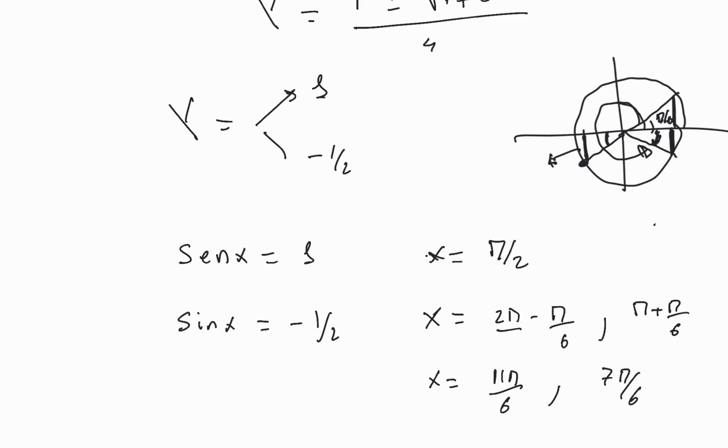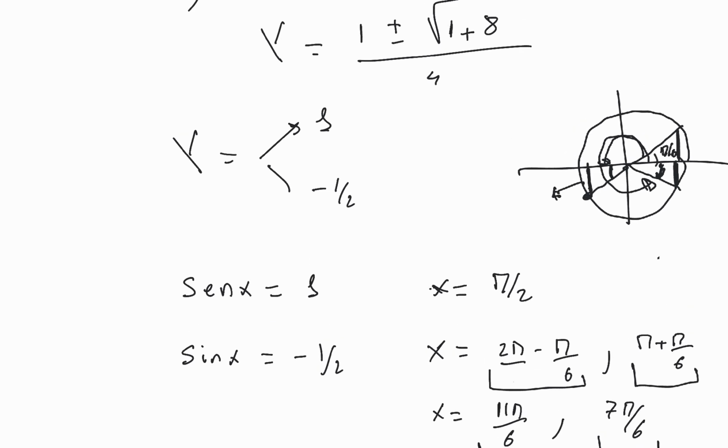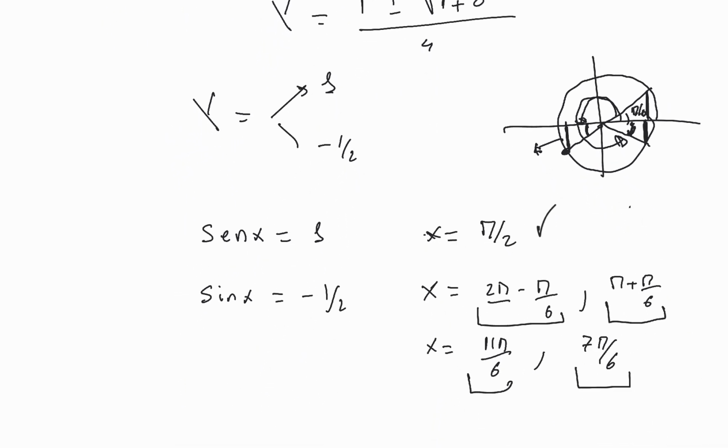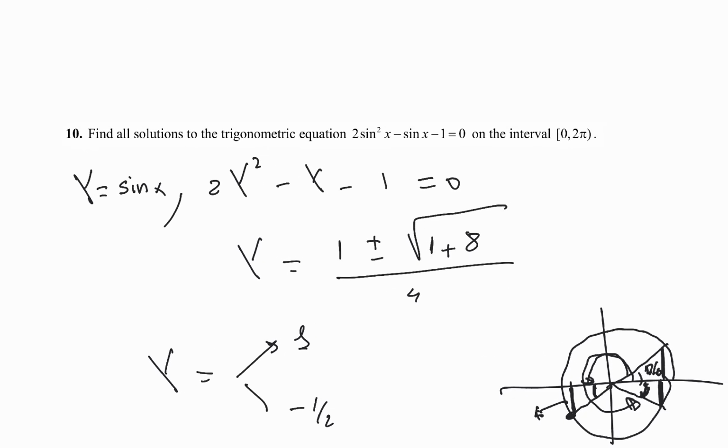And what is this angle? This angle is pi plus pi divided by 6. Pi plus pi divided by 6 is the other angle. So I have one angle that is 2 pi minus pi divided by 6, which is 11 pi divided by 6. And the other angle is pi plus pi divided by 6, which is 7 pi divided by 6. As a conclusion, the equation 2 sine squared of x minus sine x minus 1 has 3 solutions. The angle x could be pi divided by 2, 11 pi divided by 6, or 7 pi divided by 6. If you plug any of these numbers into this equation, you will find 0.